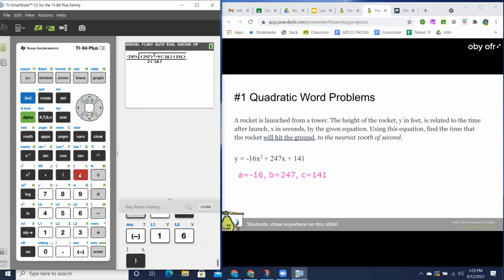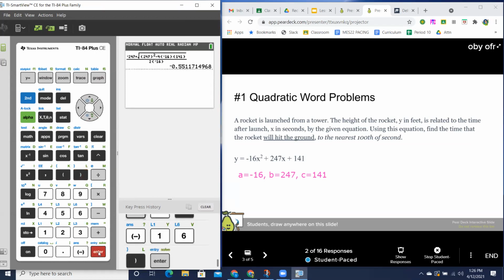Now you'll notice I have to use this next to the enter sign. I have to use this negative sign in parentheses if the number is negative. If I'm subtracting, like I'm subtracting -4, then I use a subtraction sign. So I'm going to hit enter, and I get a negative number.